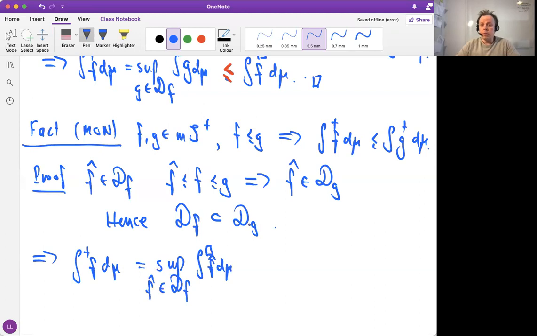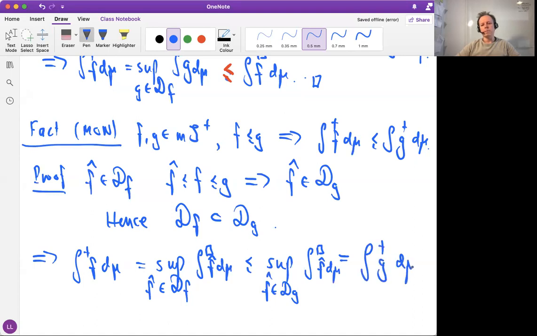And we have a bigger set where we are now looking at the supremum. So when we have a bigger set to take the supremum over, we get a bigger value. The same f hat is there. But if you look at this definition, this notion of supremum, by definition, that's the integral of g. So that's the end of the proof for the monotonicity in the extended setting.